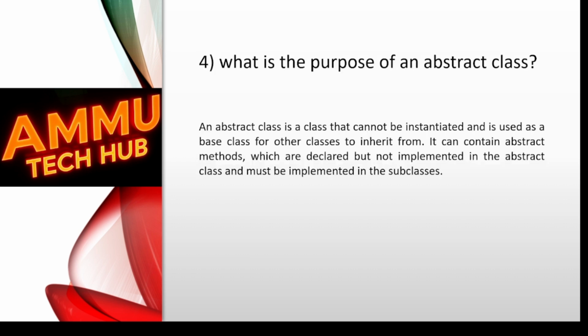What is the purpose of an abstract class? An abstract class is a class that cannot be instantiated and is used as a base class for other classes to inherit from. It can contain abstract methods, which are declared but not implemented in the abstract class and must be implemented in the subclasses.